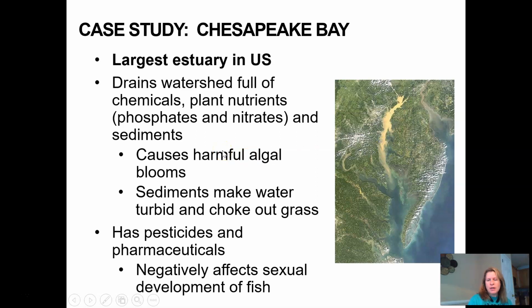Sedimentation choked out the natural grasses that grew underneath the water, and they would photosynthesize and help to keep dissolved oxygen levels up. Also, that sedimentation choked out, suffocated a lot of the organisms that were bottom dwellers. And then with the excess nutrients, we ended up with algae blooms that also caused problems with dissolved oxygen levels, as that algae tended to die off, and then the microbes used up the dissolved oxygen in the water in order to break down that dead algae.